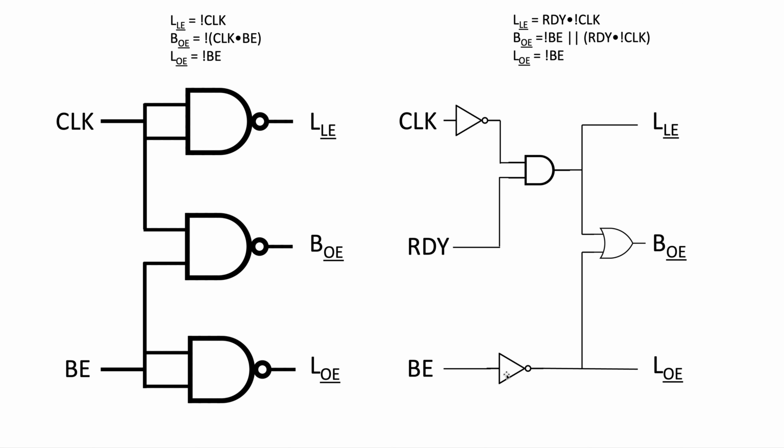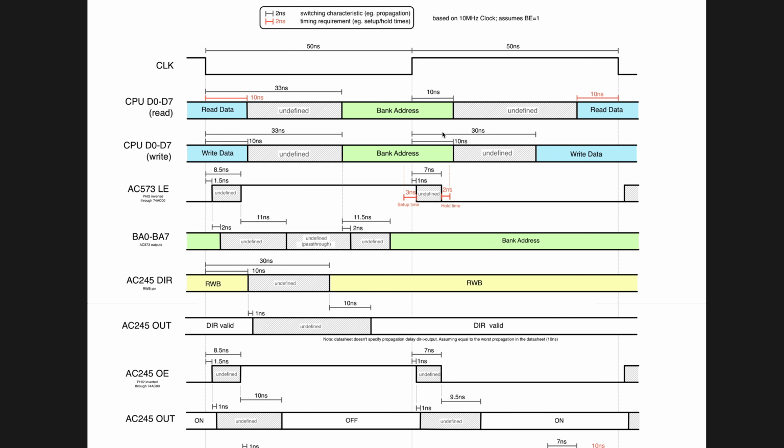But more importantly, what I'm interested in is keeping the timings really tight, because as we saw in the previous videos, we have this 10 nanosecond window here for the latch to memorize data. And similarly, we don't want to keep the buffer enabled too long after the falling edge of the clock, because then the CPU will start outputting the bank address.